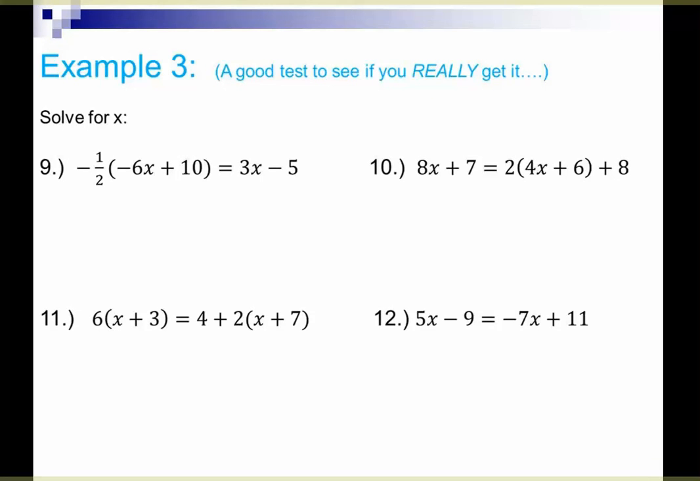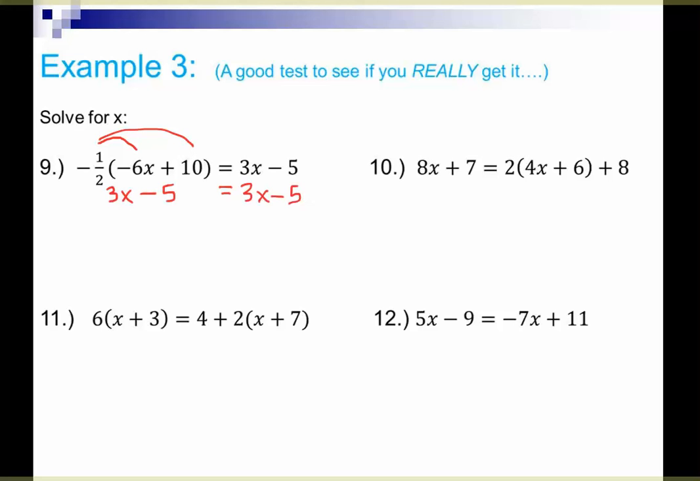All right, let's see how you did. On number 9, we're going to distribute that negative 1/2. A negative times a negative is a positive, and 1/2 of 6x is 3x. So this is going to be positive 3x. Negative 1/2 times positive 10. Now that's a negative times a positive, so we're going to get a negative, and half of 10 is 5. So that's just a fancy way of saying 3x minus 5. And then on the right side, we also have 3x minus 5.